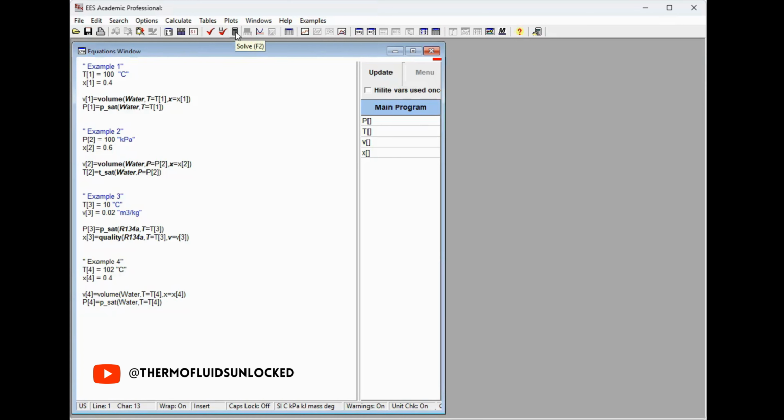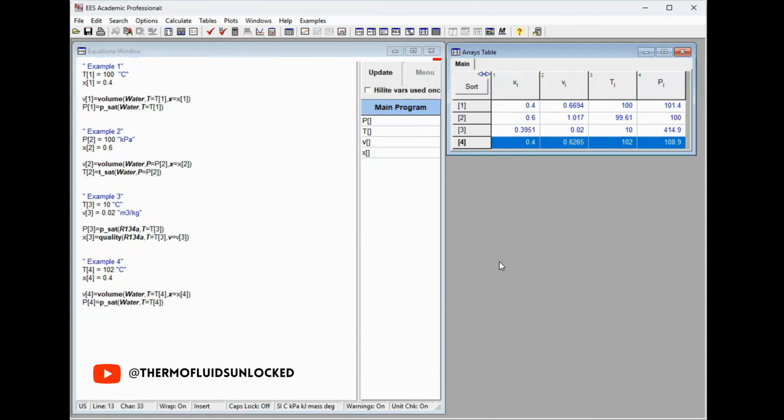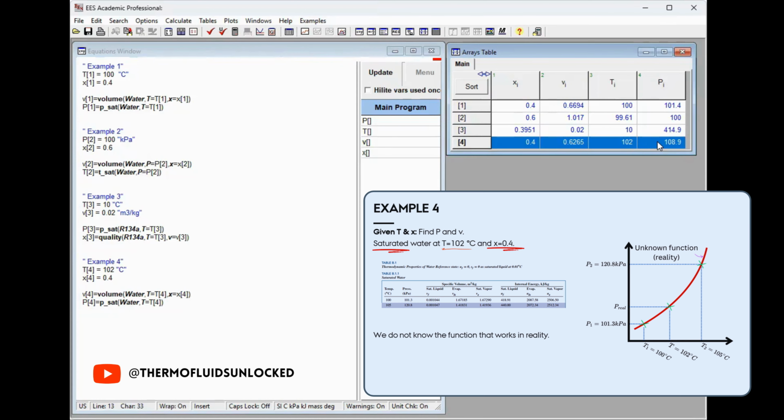It took just a few seconds, and I solved it. And this is here. So V4 is equal to 0.6265, and P4, which is the PSAT, equals 108.9. Now let's look at how we can do it if we go with the thermodynamic tables.